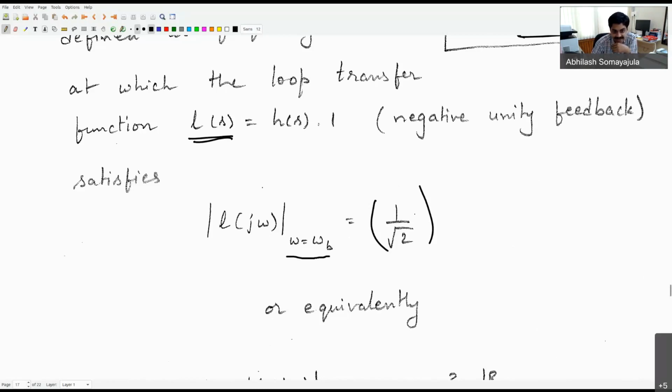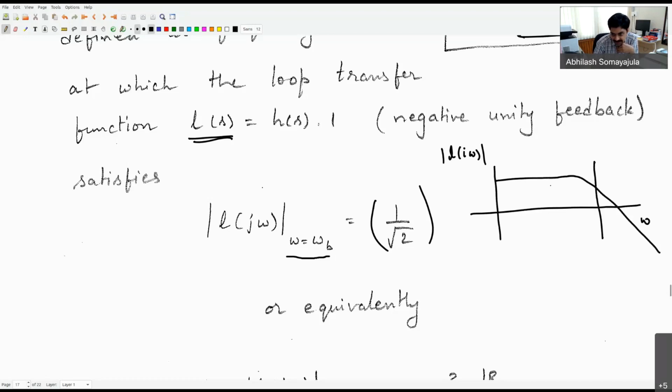Okay, so it's basically telling me if I make a plot of mod of L versus frequency, up till what point it remains flat and then what point it dies down. So this is saying that where does this value become 1 over square root 2. Okay, that is the range of frequencies for which this loop transfer function is operating. Anything beyond that, it is damping out things. Okay, so that represents my so-called bandwidth of the system. That is the mathematical definition.